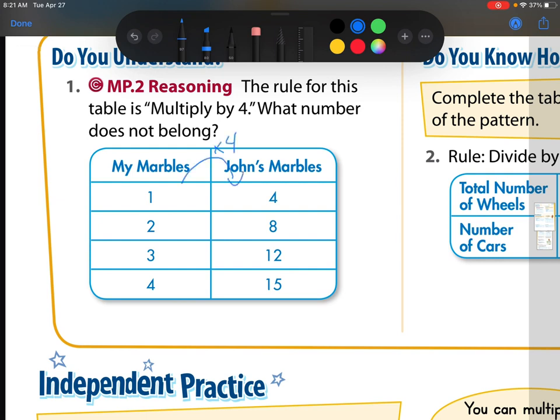So this is always multiplying by 4. So 1 times 4 is 4. 2 times 4 is 8. 3 times 4 is 12. So this last one is probably one that doesn't belong. 4 times 4 is not 15. It should be 16. So the number that does not belong is 15.